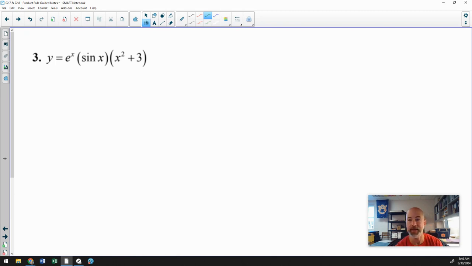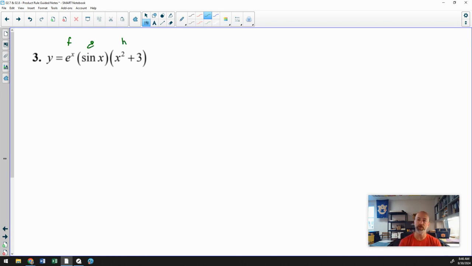And I see nothing I can do algebraically to clean that up. We have 3 very different types of functions. So we can't expand or distribute in a way that will eliminate the ugliness of this product rule. So we're going to go straight into the product. However, we do have 3 functions. We have an f, we have a g, and we have an h.